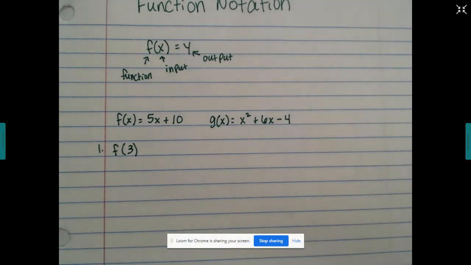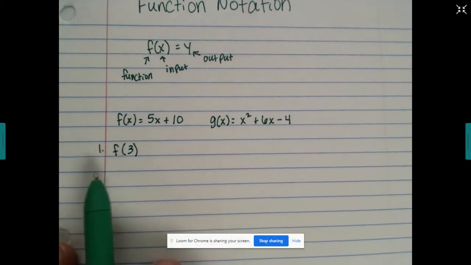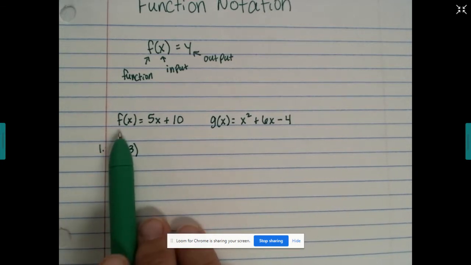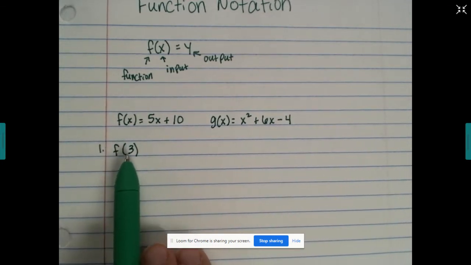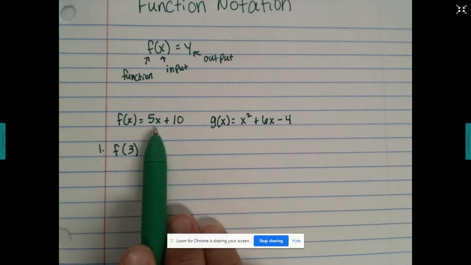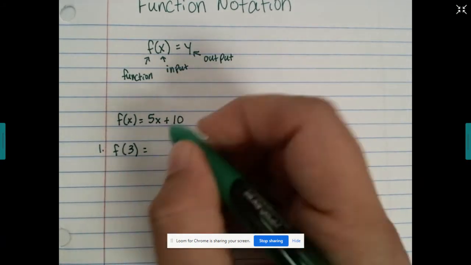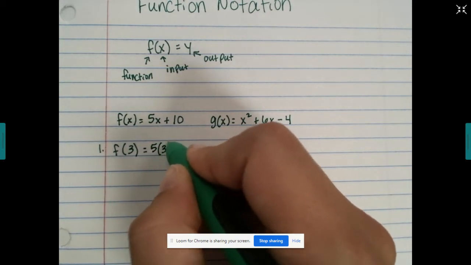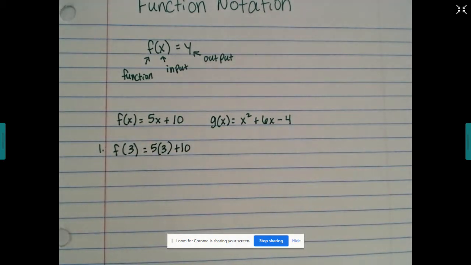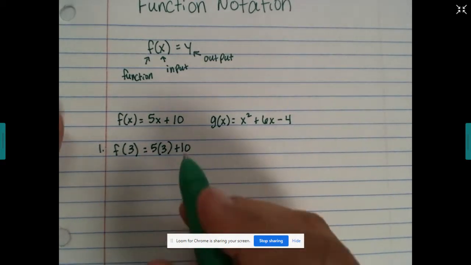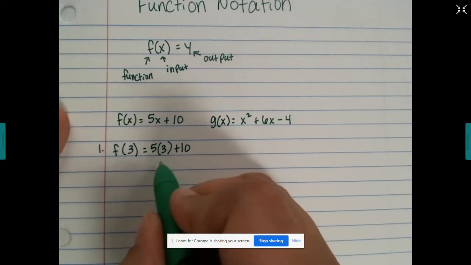So when you have multiple functions, the first thing you have to decide is which one you want to plug into. Well, we want f of 3, so that means we're looking at our f function. So we're just going to take this 3 and plug it into our x value over there on the right. So that'd be like 5 times 3 plus 10. And so then hopefully you can do that at least by hand, but if not, you can type it in Desmos or wherever.